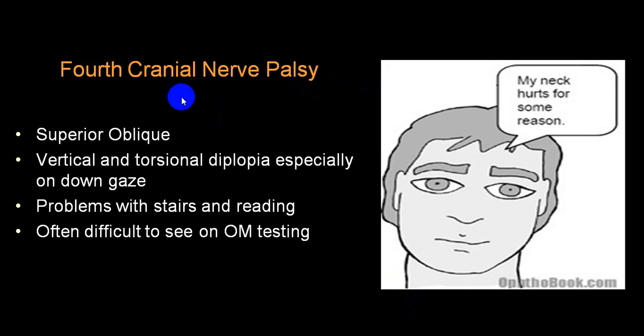In fourth cranial palsy, the movement of the superior oblique is affected, and that movement produces downwards and inwards. So while looking in that particular position, the person will have eye moving up and in because of unopposed action of other group of muscles. And because of this, the person will have problem while climbing the staircase and reading. Often difficult to see.